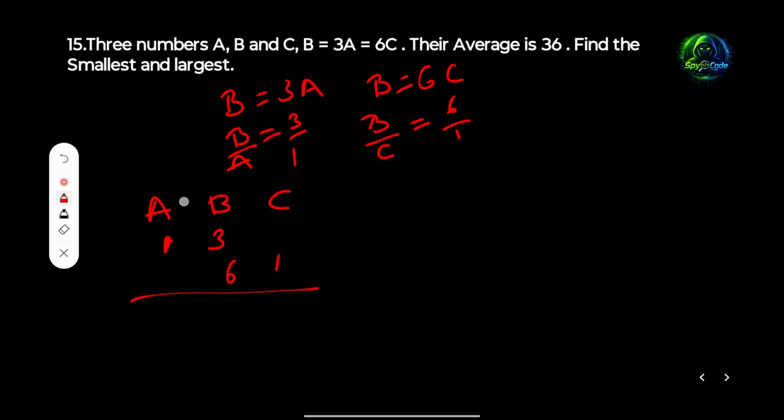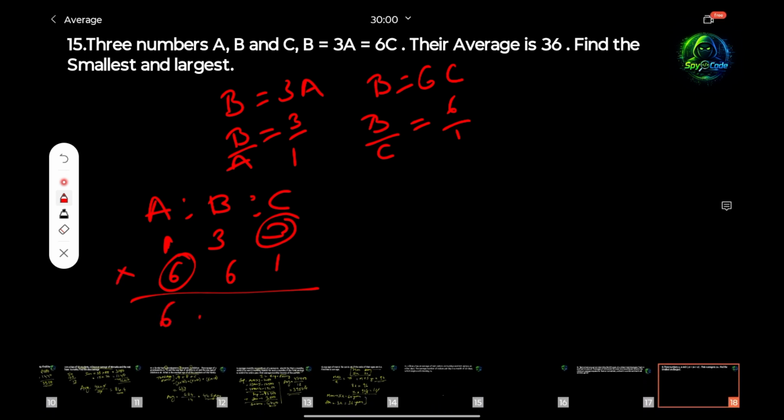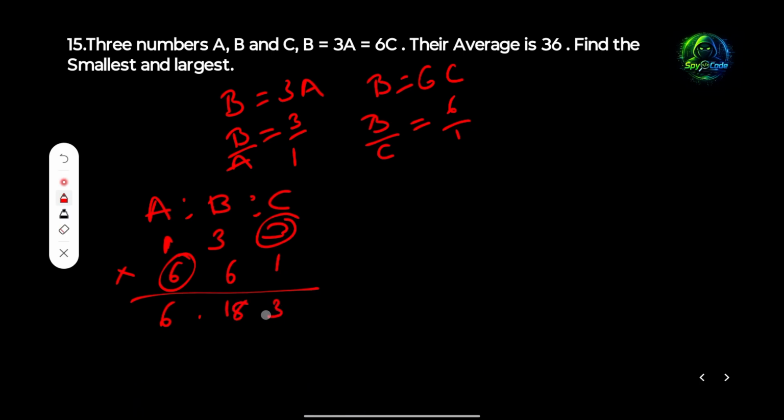So we need to find the ratio of A is to B is to C. For this, we have to learn a trick in ratios. Here simply write the next number, and here write the number before. So we fill this and just multiply. 1 times 6 is 6, 6 times 3 is 18, 1 times 3 is 3. So this is 2, 6 and 1, A is to B is to C. These are the ratios.